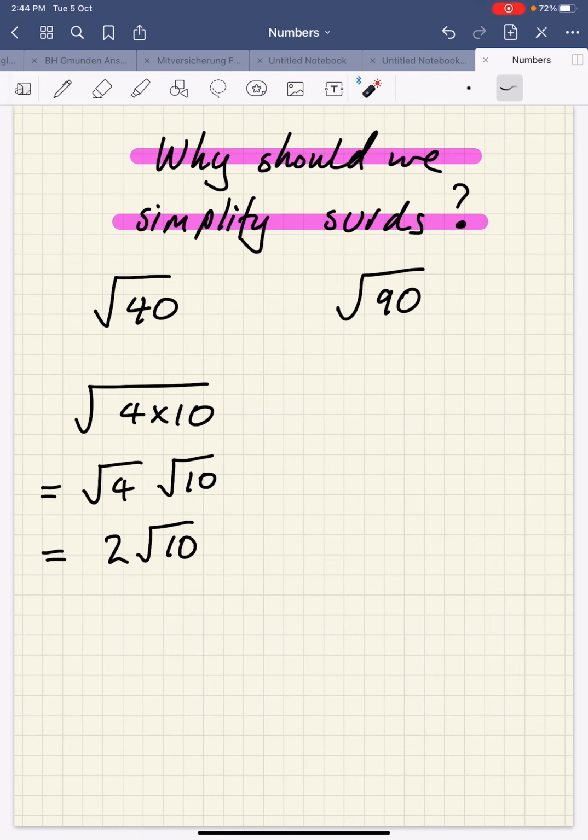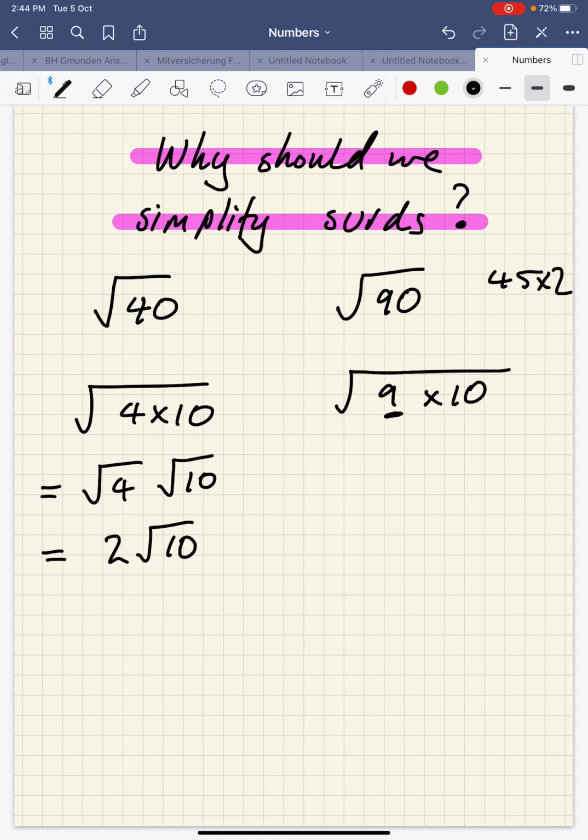Now, if you repeat the same for root 90, you get to some understanding of actually why should we simplify surds? It could just be a fun maths exercise. So this is the square root of 9 times 10. Notice I could have chosen 45 times 2, but the goal here is to choose a nice square number. And you can see the benefit of choosing a nice square number, because when we square root each of the individual numbers, then this becomes 3 times root 10.